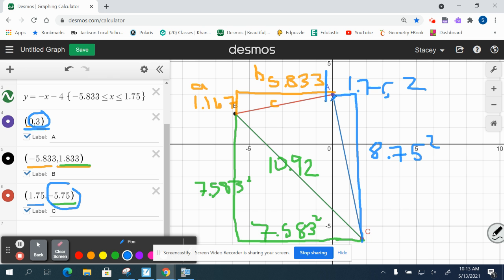Also, just a reminder, A should be your right angle. If it's not your right angle, you need to go back and fix it. That shouldn't change the numbers that you get. That should just change your labeling.